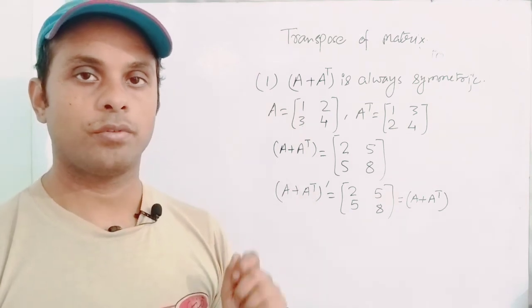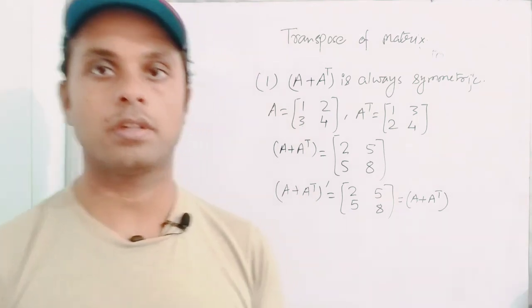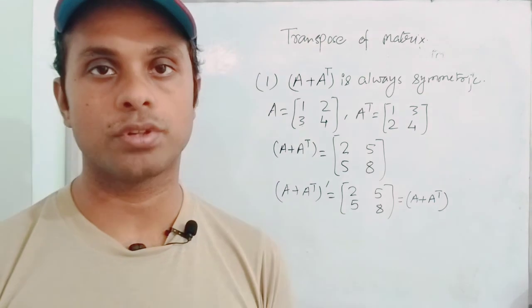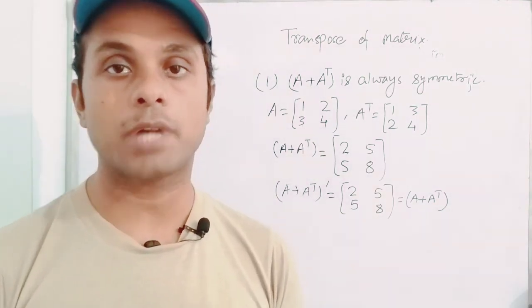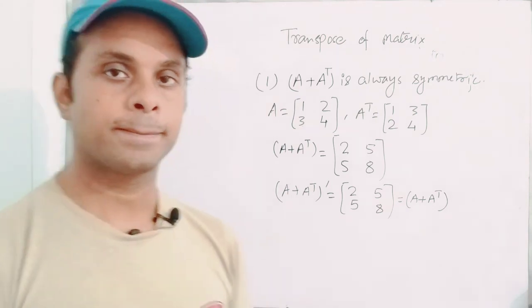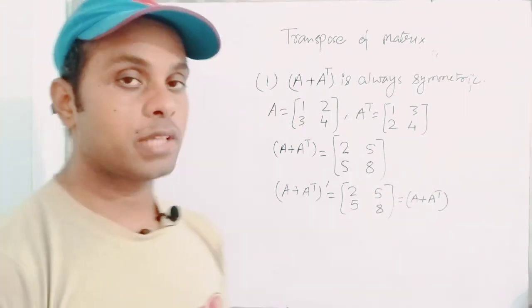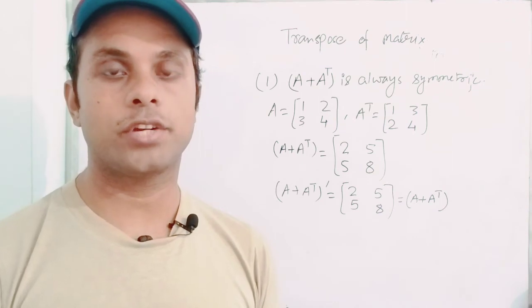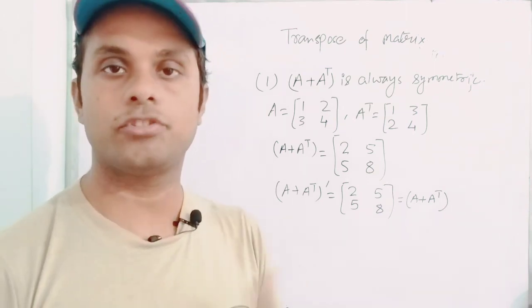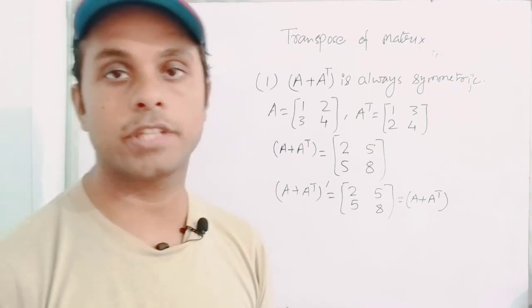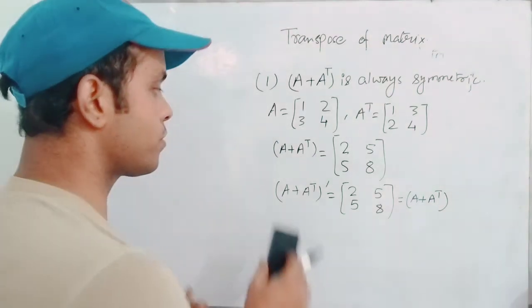So remember, whenever you are given a matrix, if you add its transpose to the original matrix, the result is always symmetric. Okay. Now what is next? Next is A minus A transpose is always skew-symmetric. We will check that also with an example.